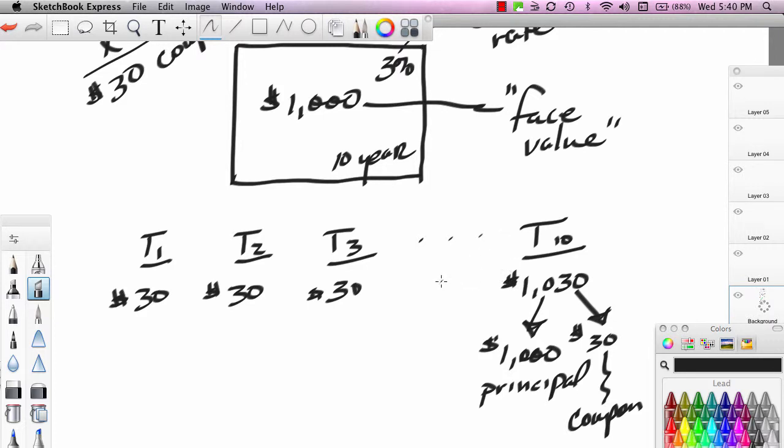repaid in 10 years. Now, you can't cash this bond in early. The kind of bond I'm talking about is a 10-year note, which means it's a contract. The government agrees to borrow for 10 years, and the lender can't redeem the bond early, this type of bond that we're talking about. However, the lender could sell it any time.